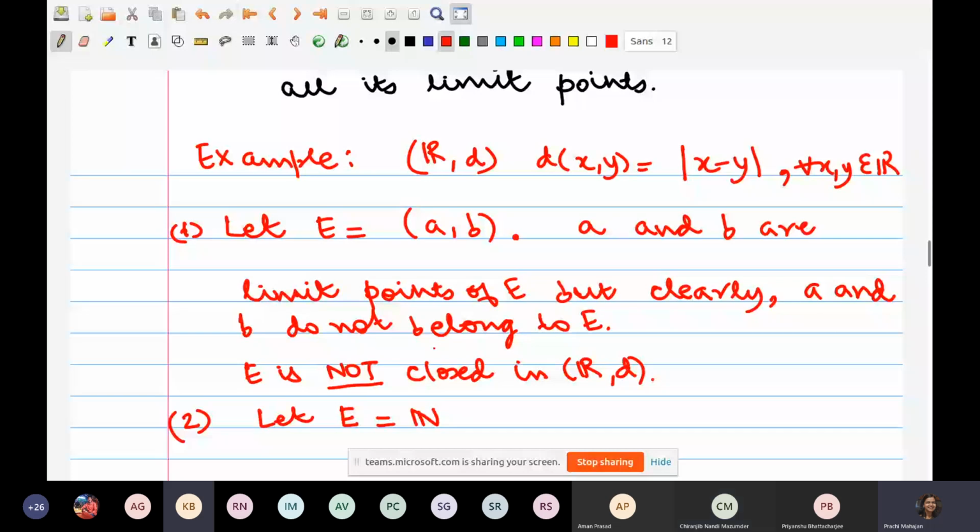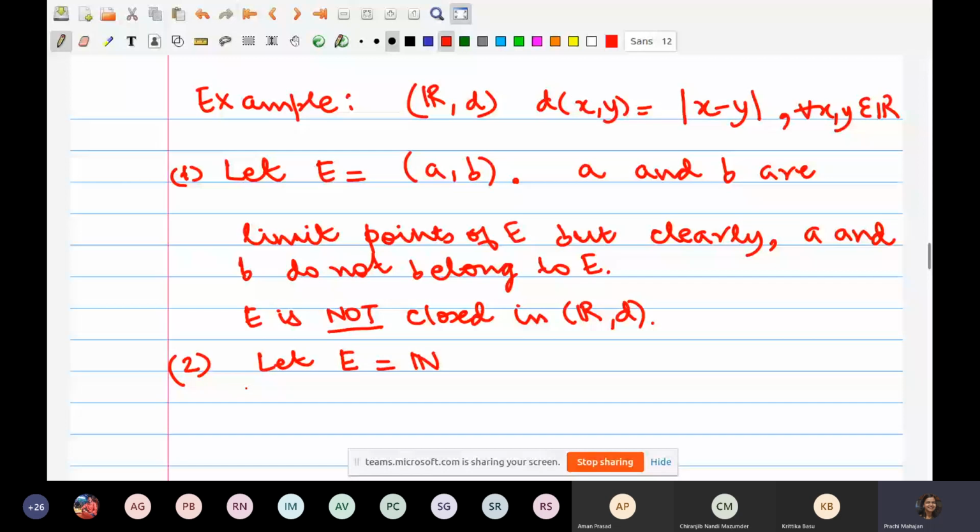Louder, please. It's closed under R&D. It is closed under R&D. Why is that? Because this in fact has no limit points. Yeah, so I'll just write that down for the benefit of everybody.